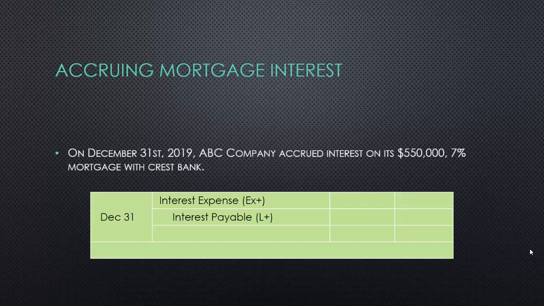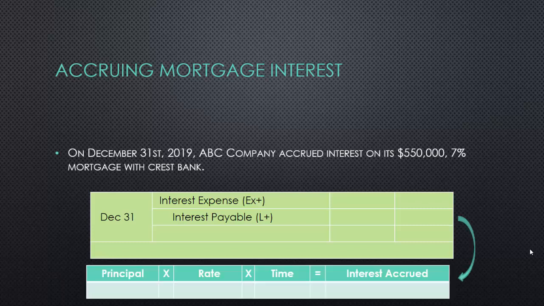And to figure out what it is, we're going to use the same formula: principal times rate times time. We owe $550,000. That was the size of our mortgage. We've not made any payments, which means our principal right now is still $550,000. If we multiply that by the stated rate of 7% and the amount of time that has passed, we're going to get the amount of interest we had.